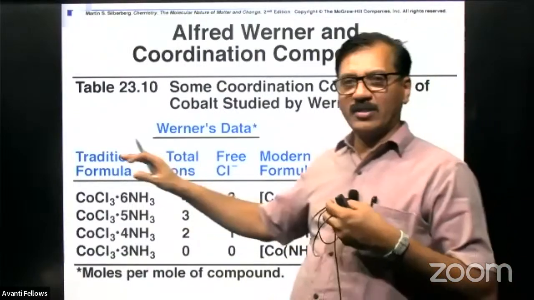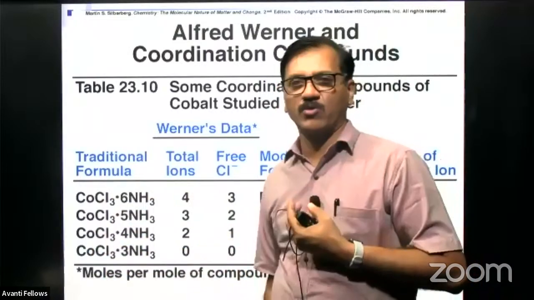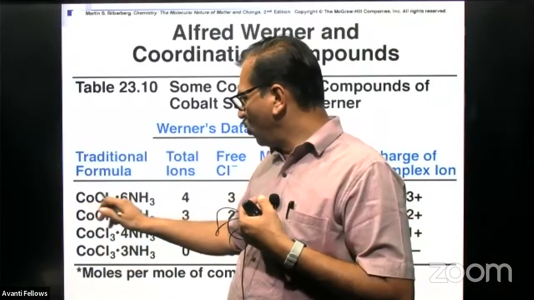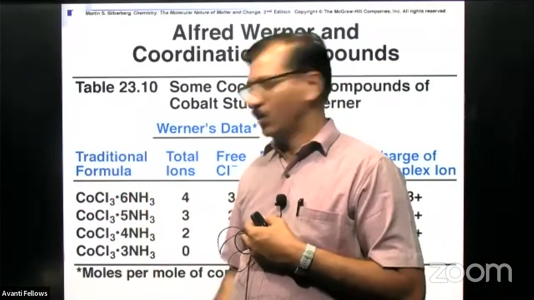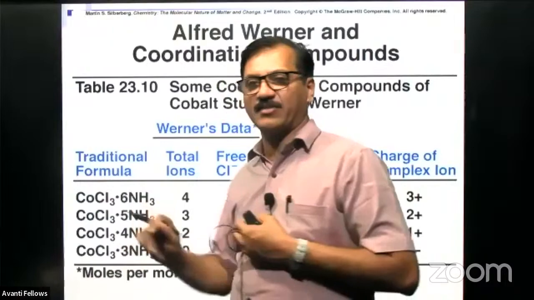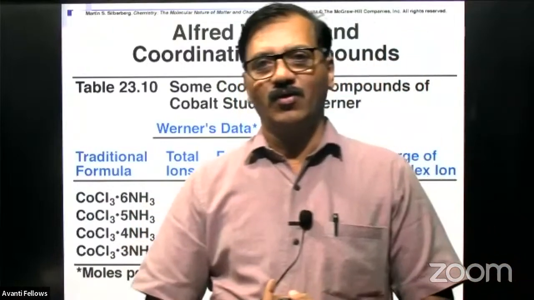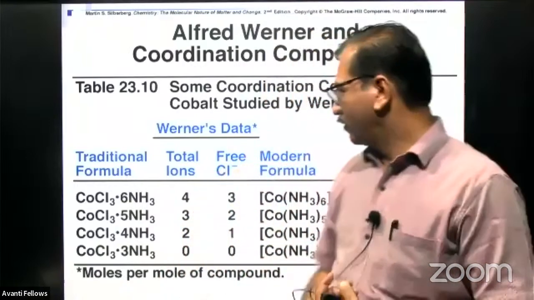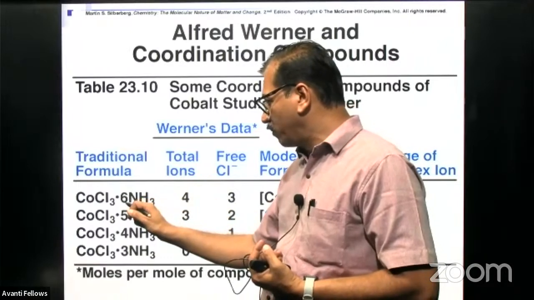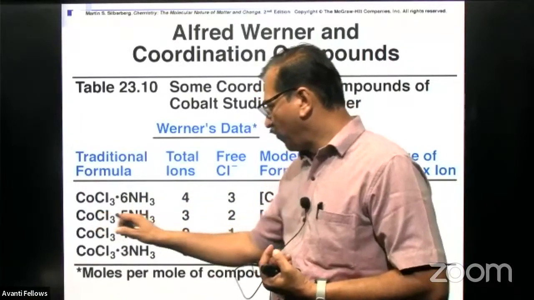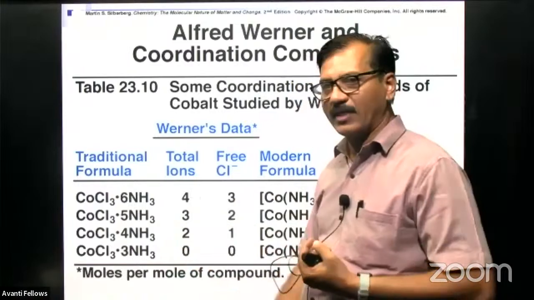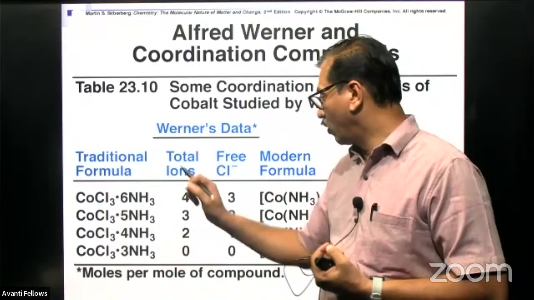What he did was take samples of coordination compounds. They differ in their properties, but they have compositions like this: CoCl3·6NH3, CoCl3·5NH3, CoCl3·4NH3, CoCl3·3NH3, four compounds. He was surprised to see, from the conductivity experiment, that the total number of ions present in the first molecule is 4, in the second it was 3, for the third it was 2, and for the last there were no ions at all, 0.